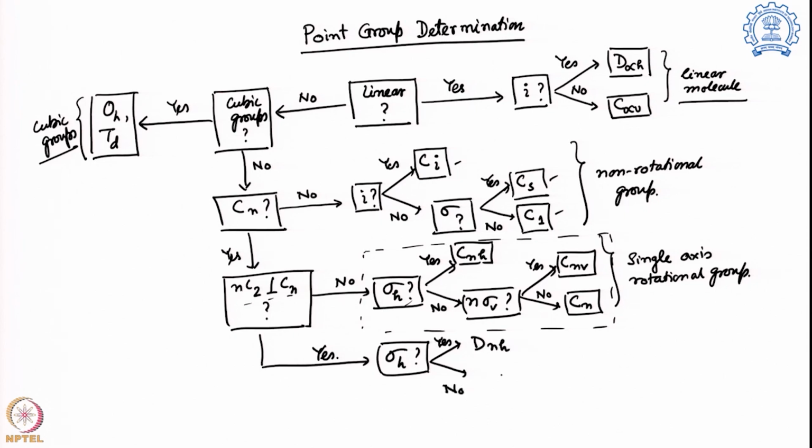If the answer is no, then we ask the question, do you have a number of sigma d's with you? Over here there are sigma d's, because the presence of C2 is such that if the sigma v's are present over there, they will be bisecting those C2s. So that means they will be recognized as sigma d, and if it does have those sigma d's, that will belong to the Dnd point group, and if it does not have anything other than Cn and n number of C2 perpendicular to Cn, that will come to a Dn point group.